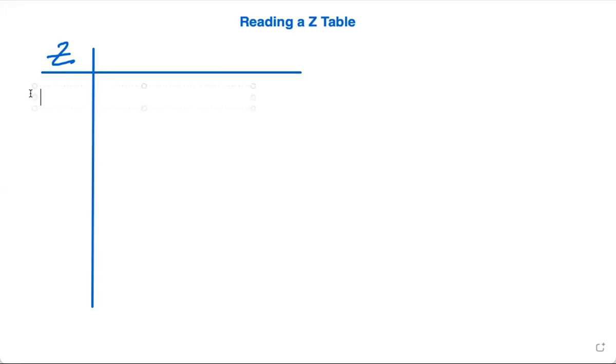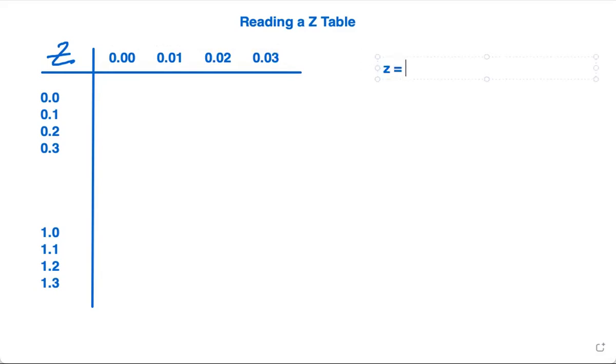So you might see something like 0.0, 0.1, 0.2, 0.3, and so on and so forth, 1.0, 1.1, 1.2, 1.3, all the way down. And then over here, you're going to have the second decimal place: 0.00, 0.01, 0.02, 0.03, and so on. And well, what do you do with that?